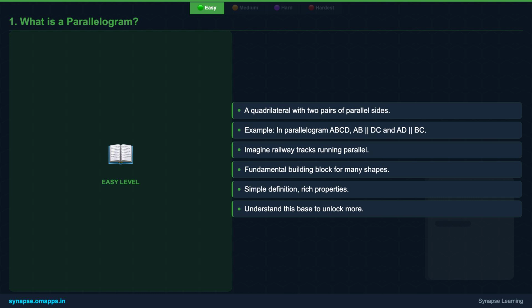That's a parallelogram. For instance, if you have a parallelogram ABCD, side AB runs parallel to side DC, and side AD is parallel to side BC. This simple definition is the key to understanding all its amazing properties.